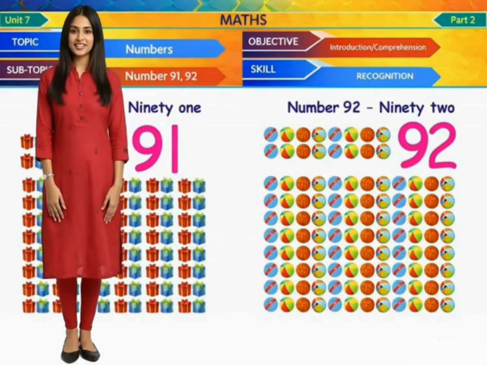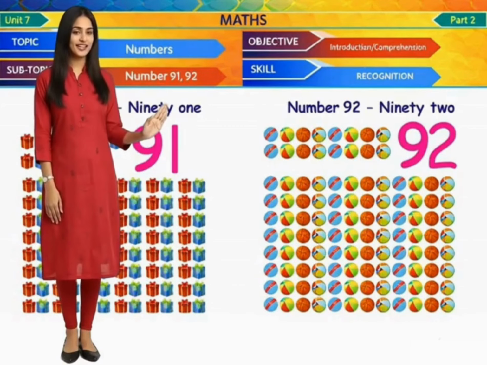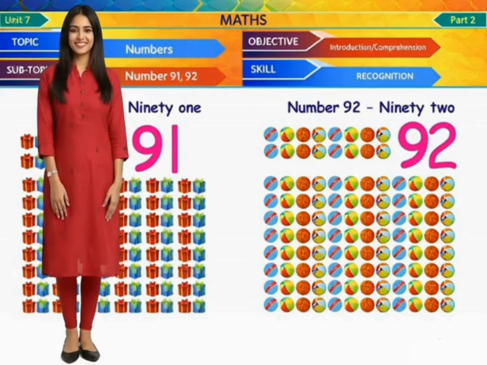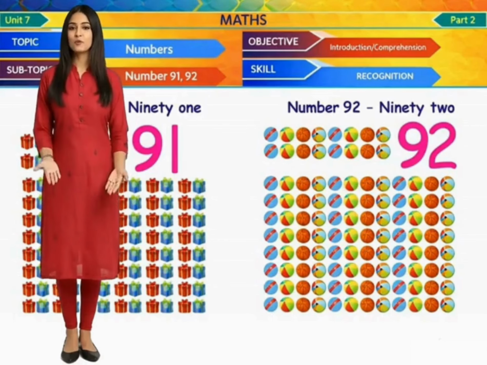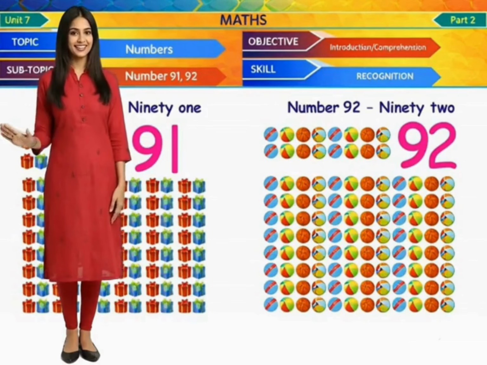Now children, observe carefully. Both numbers 91 and 92 are part of bigger numbers and help us count large quantities in daily life. Children, today we learned about numbers 91 and 92, their position and meaning. I hope you understand this chapter clearly.